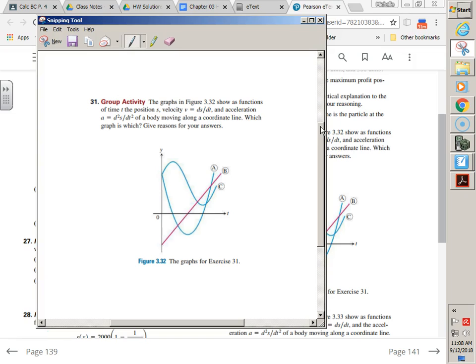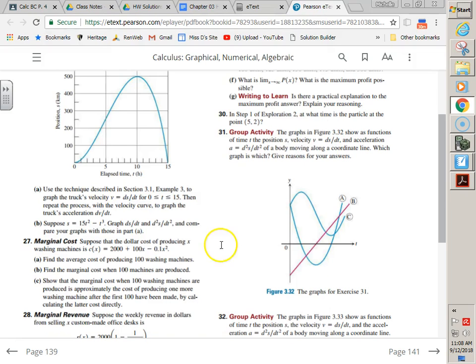Oh, lo siento. Yeah, that's good. You can say a cubic's derivative is a quadratic whose derivative is a linear. Good question, though. Yeah. So then number 35.